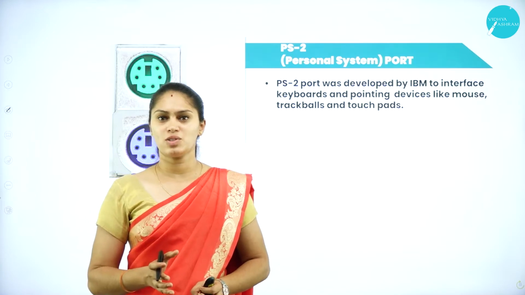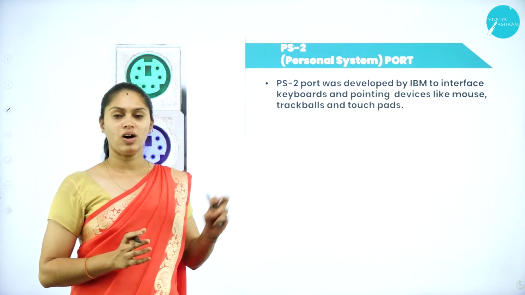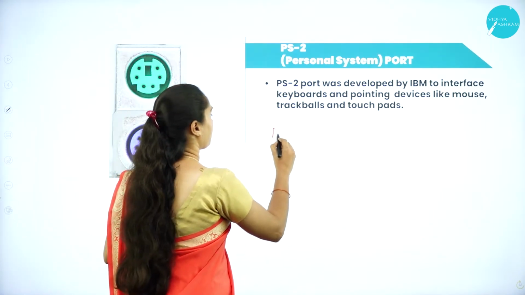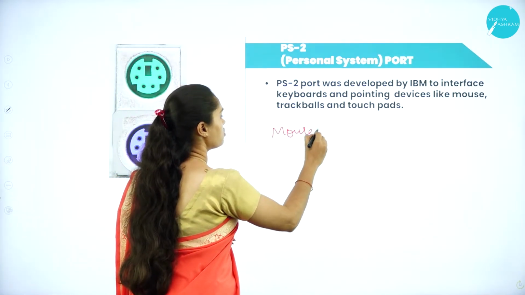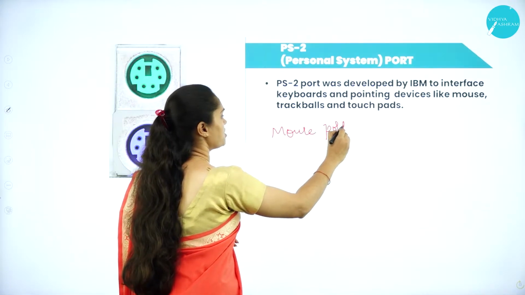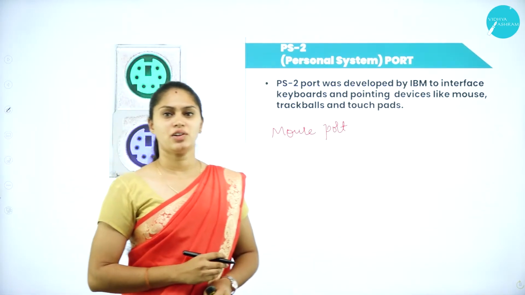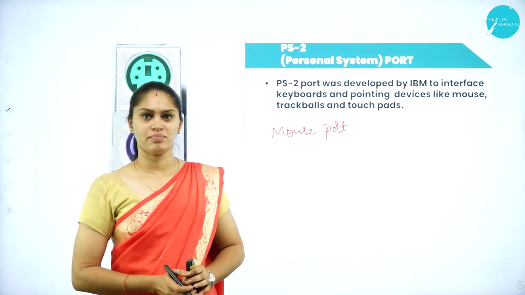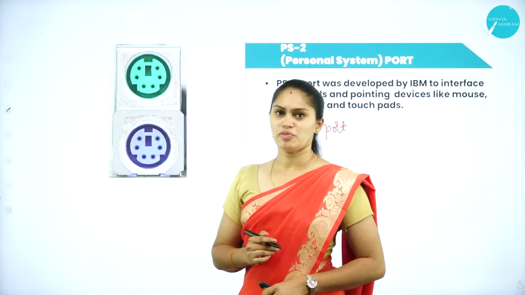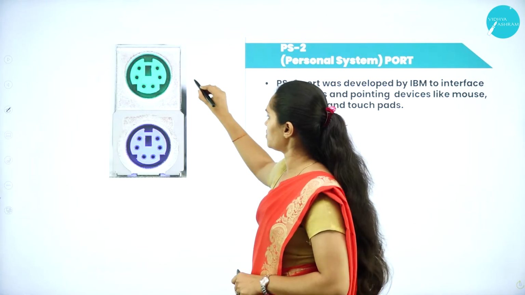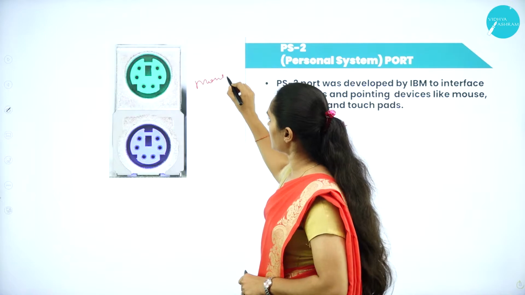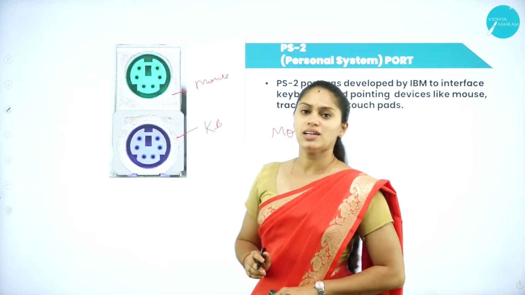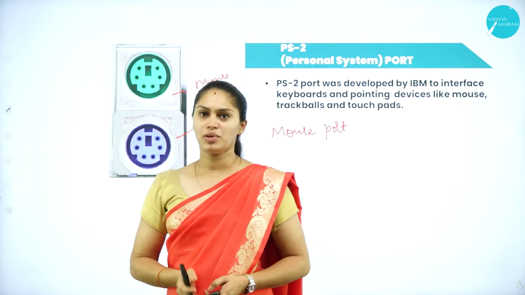Okay, it is also known as what? Pointing device port, or mainly known as what? Mouse port. It is mainly known as mouse port. With the help of this port, I can easily add a mouse into the computer system. Okay, so here is an image of the PS2 port. This green color port is used to connect a mouse into the computer system and this purple one is to connect a keyboard into the motherboard or the computer system.